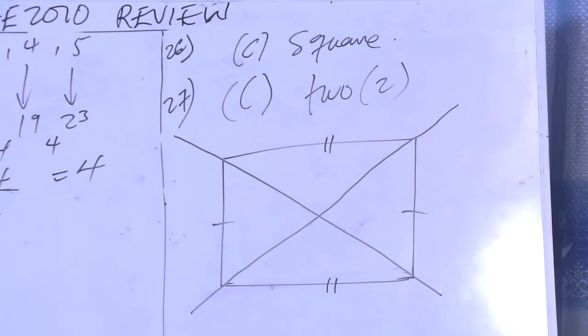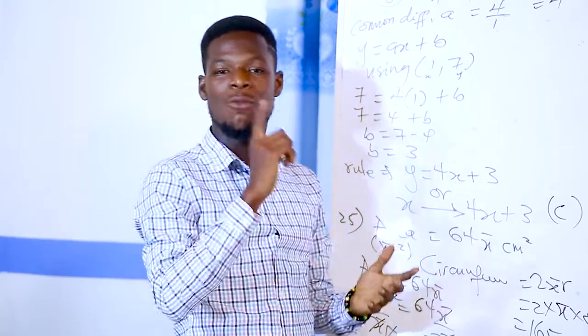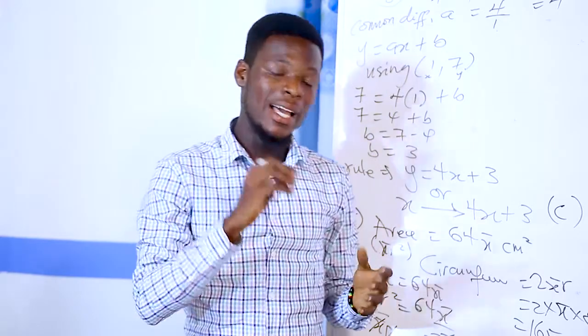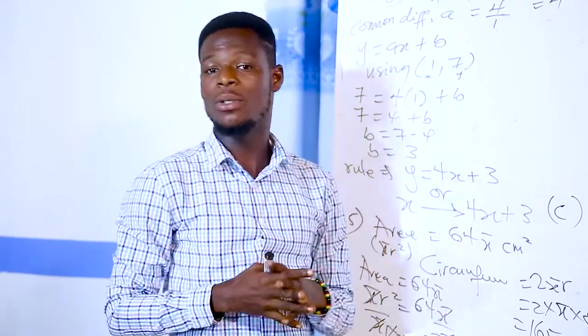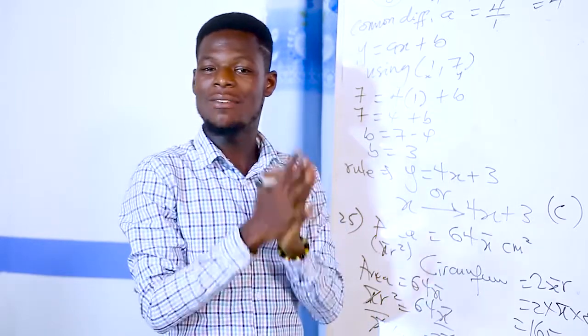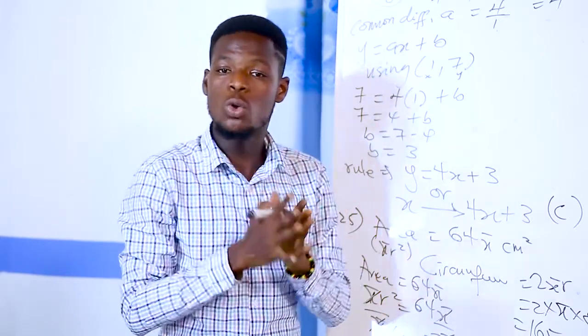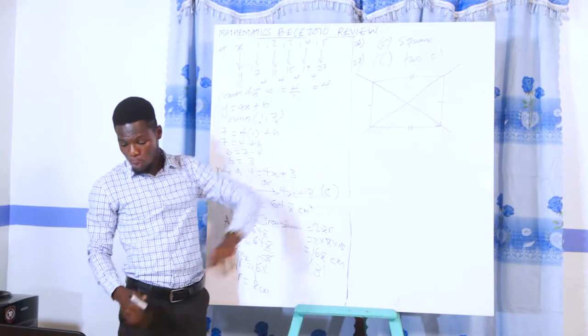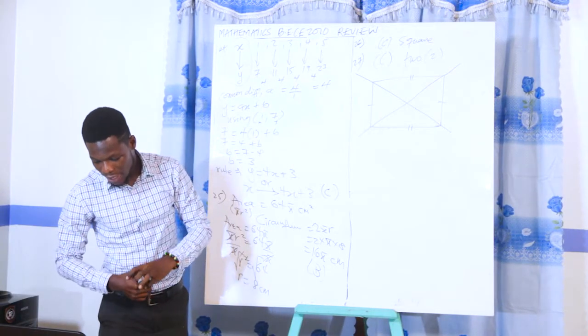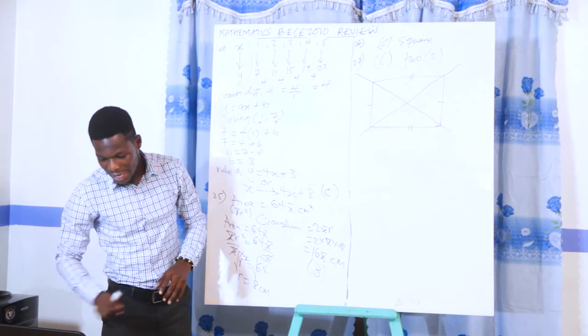All right, you should know that as well. A square has 4 lines of symmetry. A triangle, we have types of triangle. An equilateral triangle, an isosceles triangle, they all have 1 line of symmetry. And the third type, which is a scalene triangle, has no line of symmetry, which means there is no line that can divide a scalene triangle into 2 equal halves. All right, so according to our question, 2 is the number of lines of symmetry for a rectangle. Now question 28.